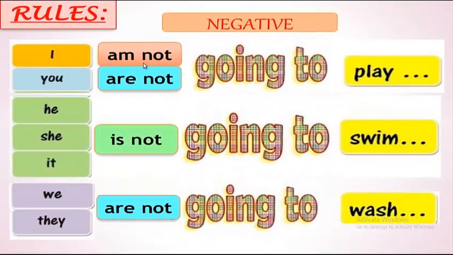Now, my dear students, let's move to the next exercise. But before this exercise, let's revise. As we said, we use going to for future plans and intentions. Going to should be preceded by am, is, or are, and followed by the main verb, the base form of the verb. We use am with I, and we use he, she, it, is. We use you, they, we, are.